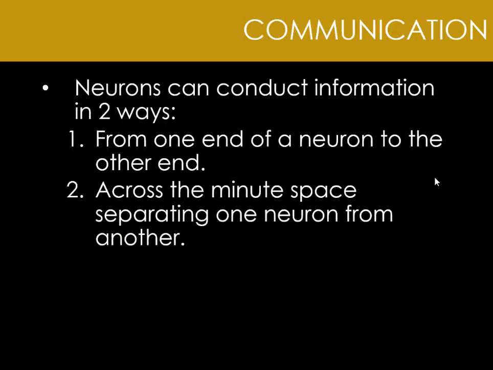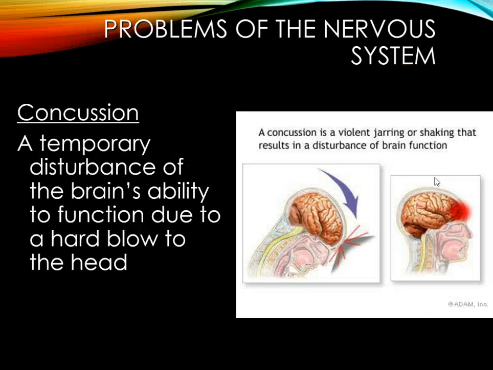Okay, and then neurons can conduct information in two ways: from one end of a neuron to the other end of the neuron, and this is about an action potential, which is an electrochemical kind of thing, and then across the space separating one neuron from another, and that's usually done with neurotransmitters. Okay, all right. Now, what are some of the problems in the nervous system?